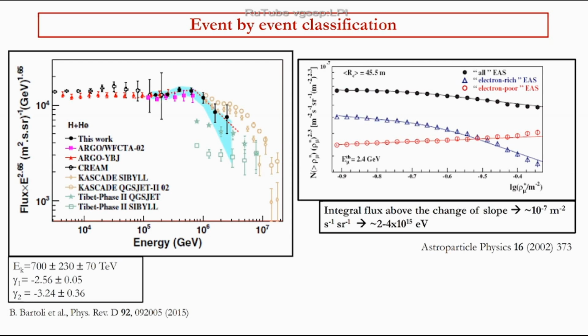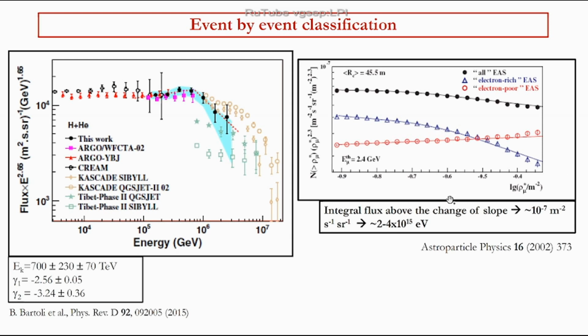Now let me go to an event-by-event classification. On the left plot is the spectrum obtained by ARGO, where they have used the extensive air shower image measured with the telescope they were testing for the LHAASO experiment. On the right is the muon density spectrum measured by KASCADE. In the case of KASCADE, the spectra of the electron-rich and the electron-poor extensive air shower samples are shown, that means electron-rich means the light elements, and electron-poor means the heavy elements. And clearly from this plot, we can see that the knee is observed only for the electron-rich group.